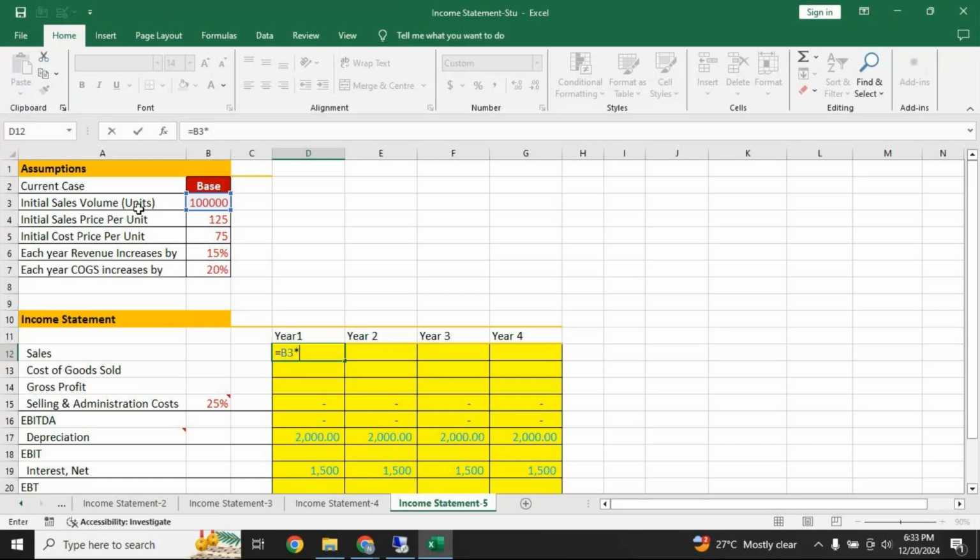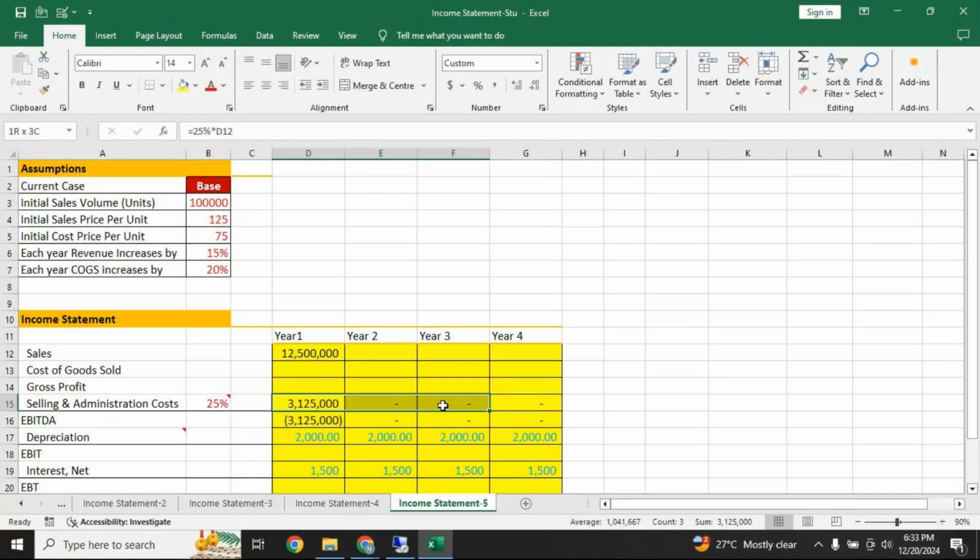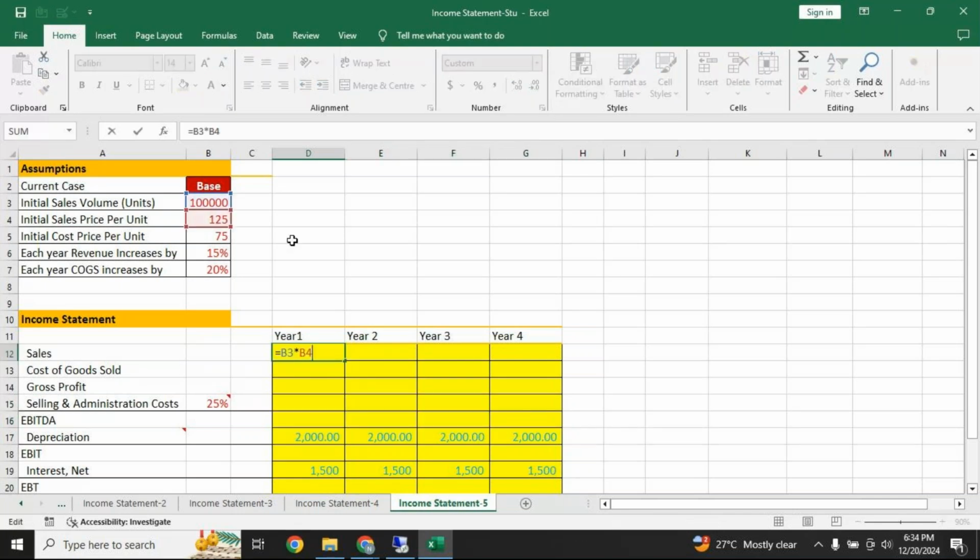I have sold 1 lakh units, and per unit the price is 125. Enter. We will remove these two values, that is selling and administration cost and EBITDA, so we will delete them. So here I took initial sales volume units into sale price per unit.